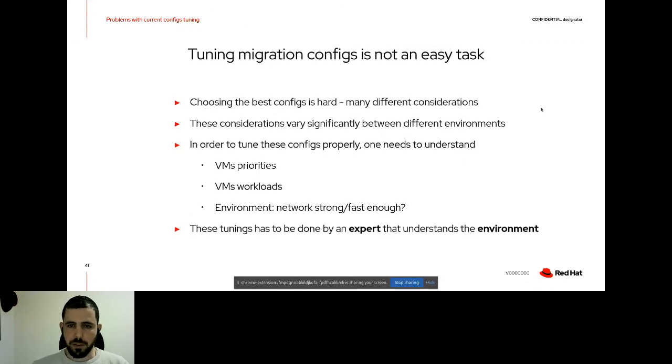But the main point I'm trying to make here is that tuning migration configs is not an easy task. There are many considerations, and it varies significantly between environments. So in order to tune these configurations properly, one needs to understand the priorities of the VMs that are running in the clusters, what the VMs are doing, what the exact workloads inside these VMs are, and what the environment is. Is the network strong? Is the network fast? To tune all of these, you pretty much have to be an expert. You have to understand the environment. You have to understand the different configurations. And not everyone can do so.